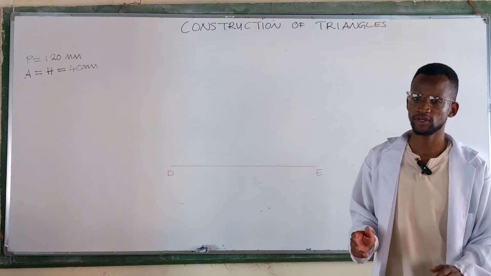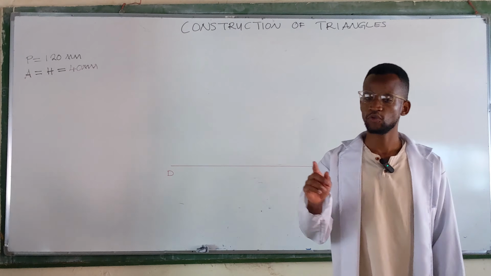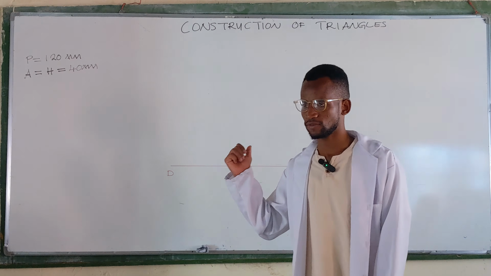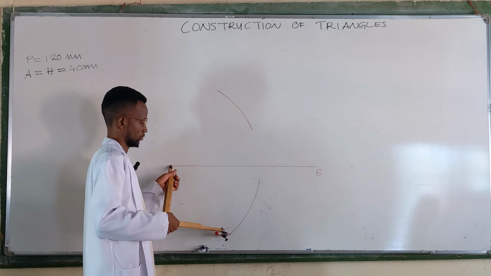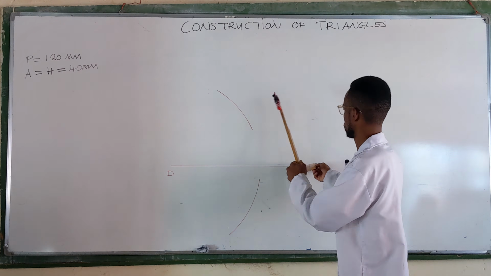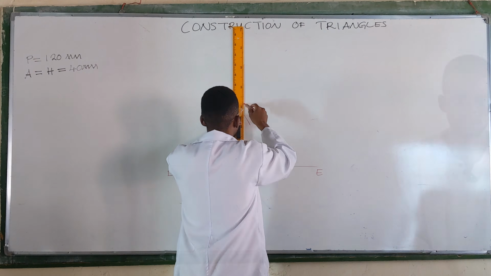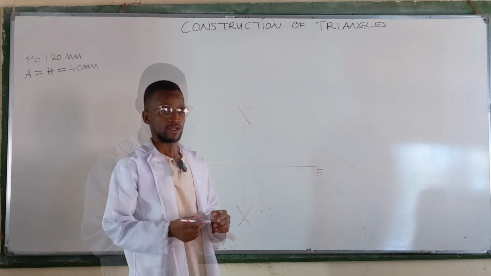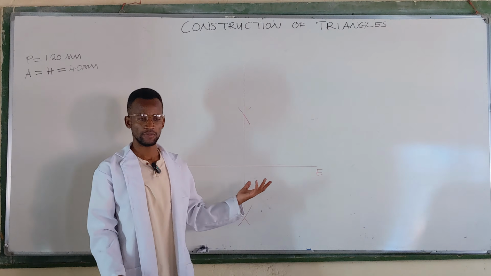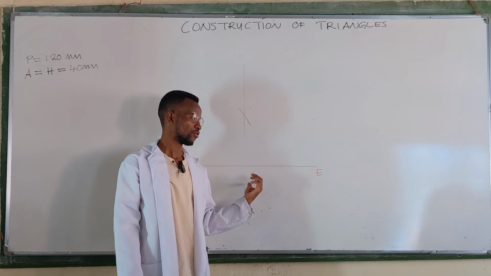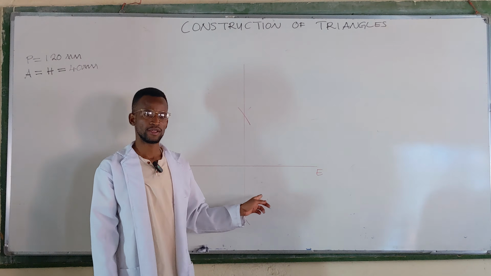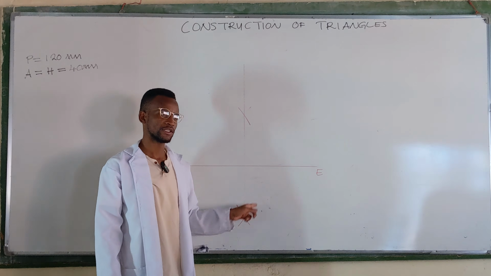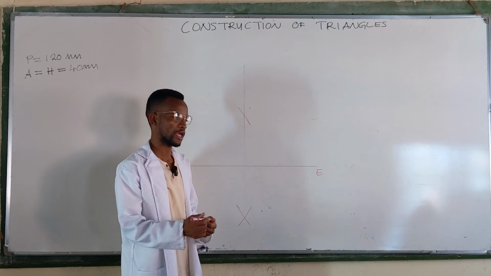After drawing the faint line equal to the perimeter, you want to bisect it now. So let's bisect that faint line. After bisecting your line DE, let the point where the perpendicular bisector is meeting line DE be point F.